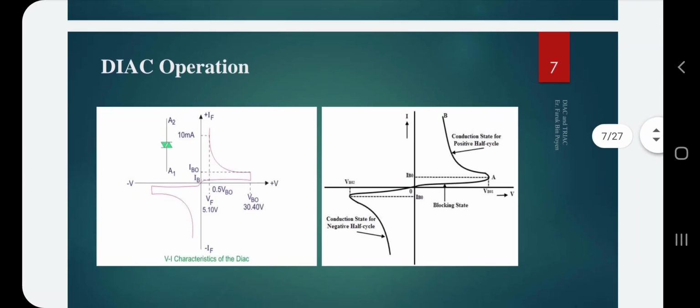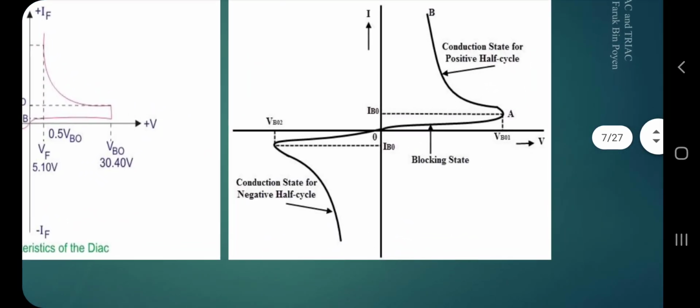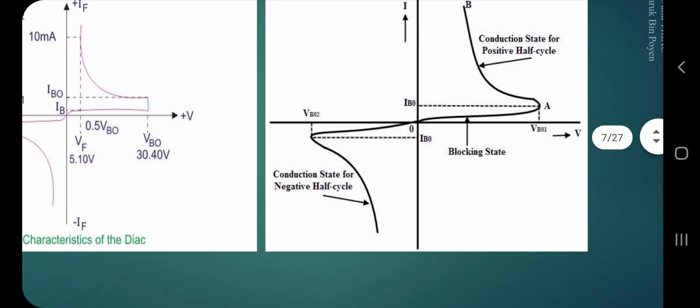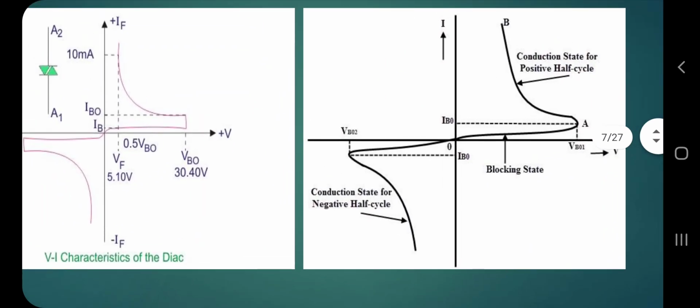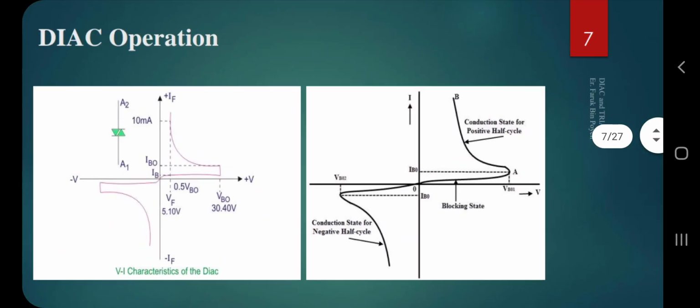Now let us come to the VI characteristics, voltage and current characteristics. When terminal 1 is positive and when terminal 2 is positive, you will get this type of characteristics. That means breakover voltage, diode characteristics only, and then immediately turn on. Here it is shown that for the positive half cycle and negative half cycle, you will get this type of characteristics, that is forward voltage, breakover voltage. So this is the construction of DIAC.